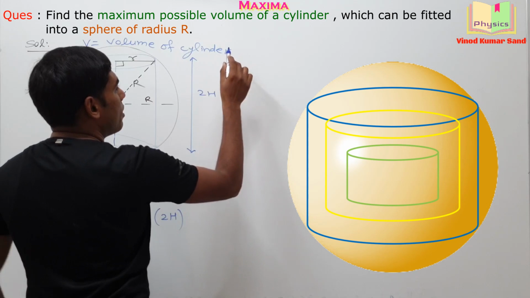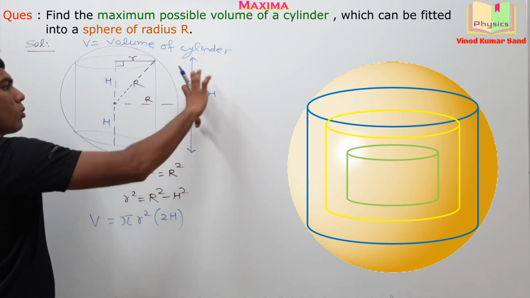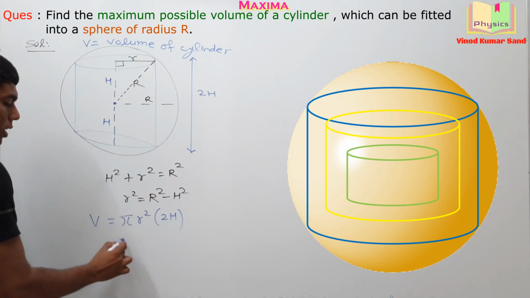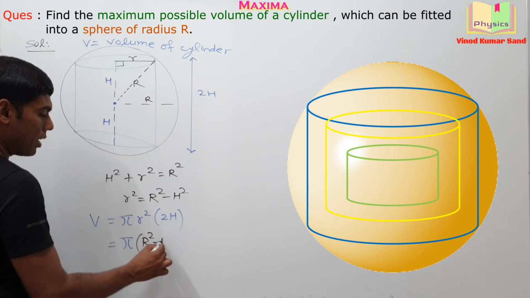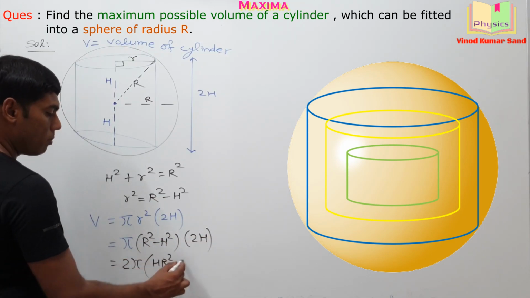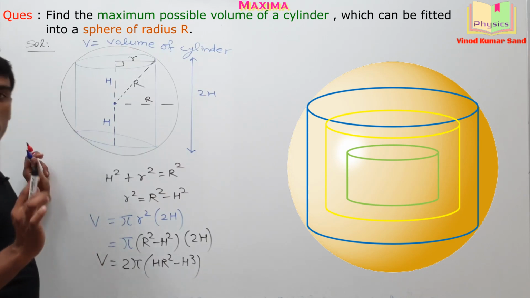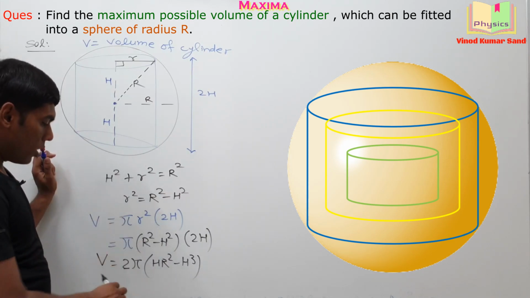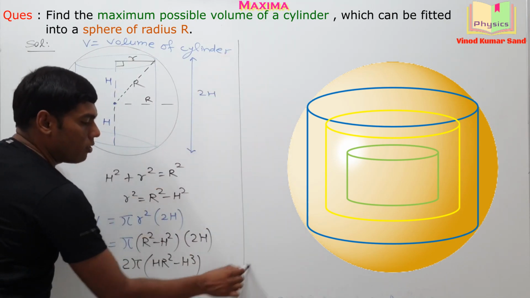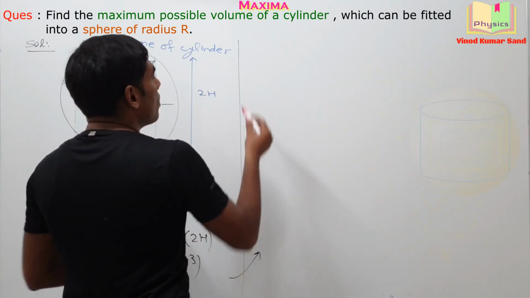Now I am going to write the volume of the cylinder. The volume of a cylinder has the formula pi into radius square into height. Now putting the value of r square here, pi into (R square minus h square) into 2h. Do you agree with this volume? According to the question, this volume should be maximized. That calculation we are doing here.